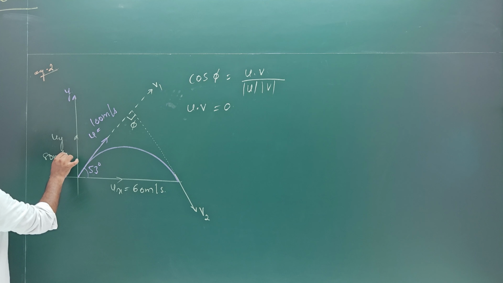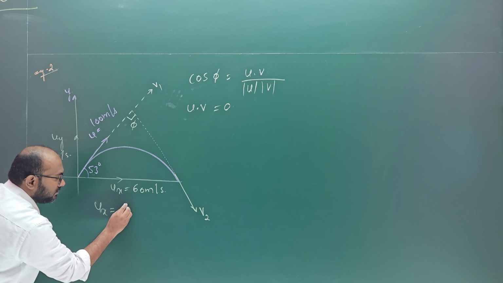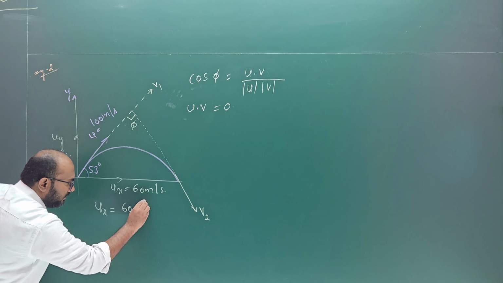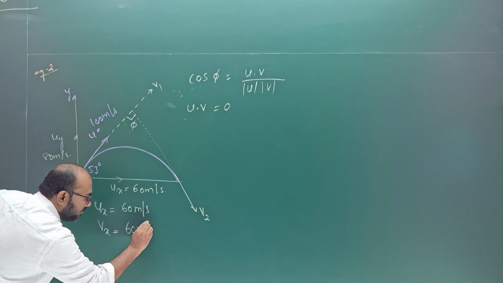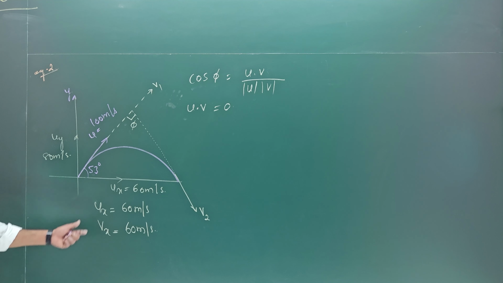Now tell me the initial velocity. The initial velocity is represented along ux, and ux is 60 meter per second. Similarly, vx is unchanged, that means 60 meter per second. This value is not changing at all. Yes or no? Yes. Okay.